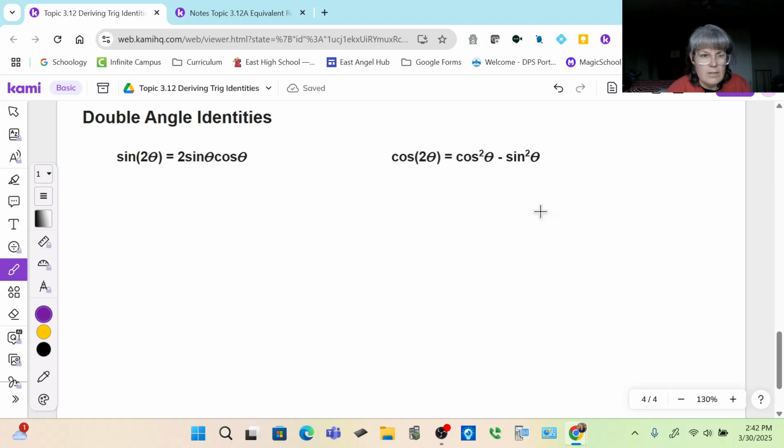But if we use our Pythagorean identities, we can write this in other forms. For example, instead of writing it as cosine squared, I could write it as 1 minus sine squared theta. And then we still have minus sine squared theta, for an expression that is equal to 1 minus 2 sine squared theta.